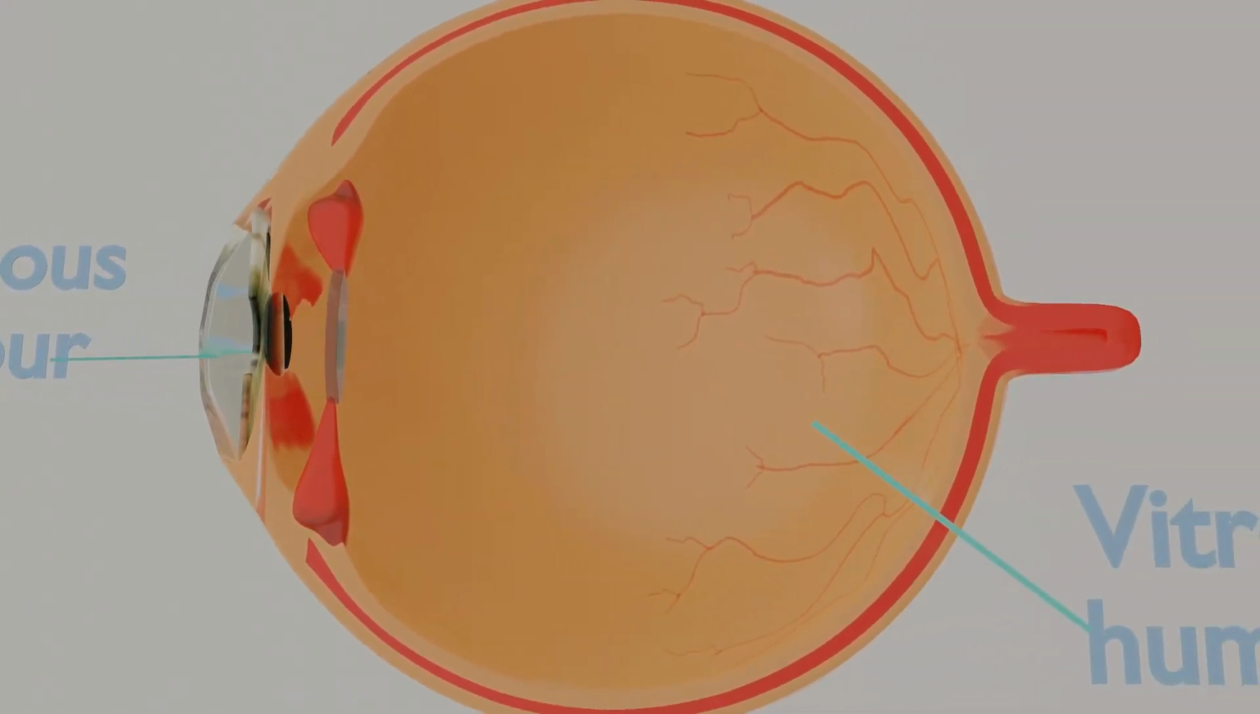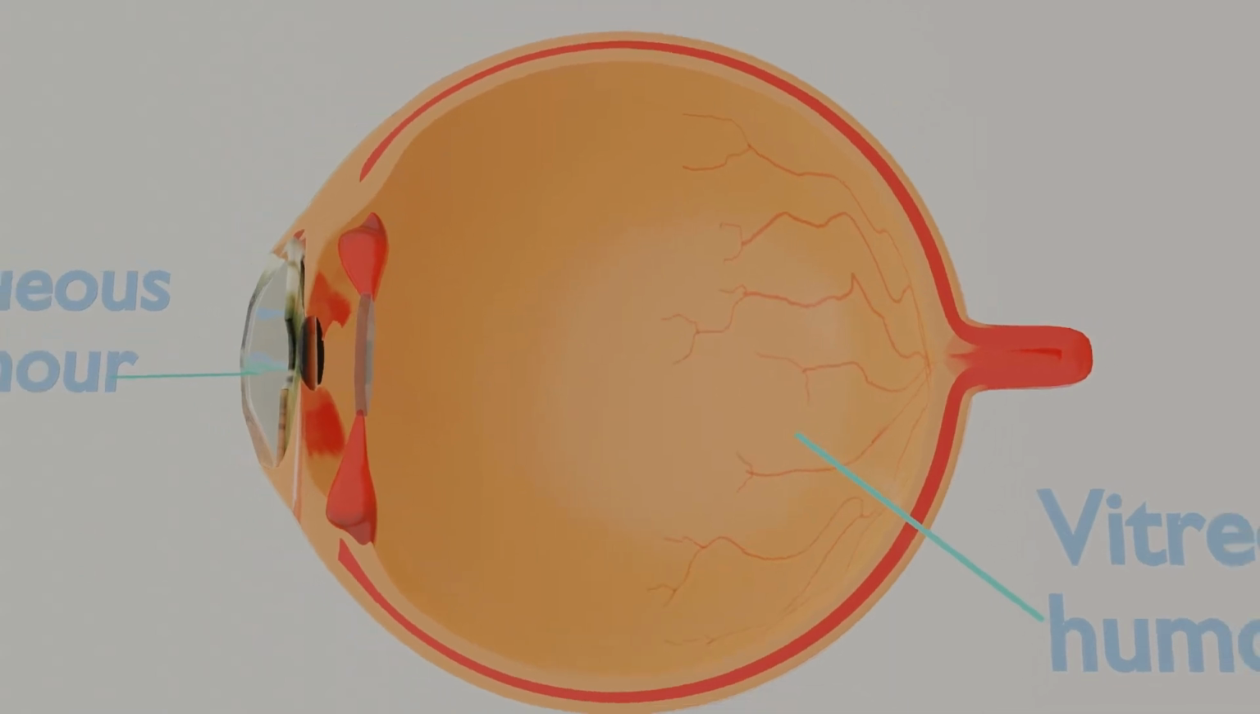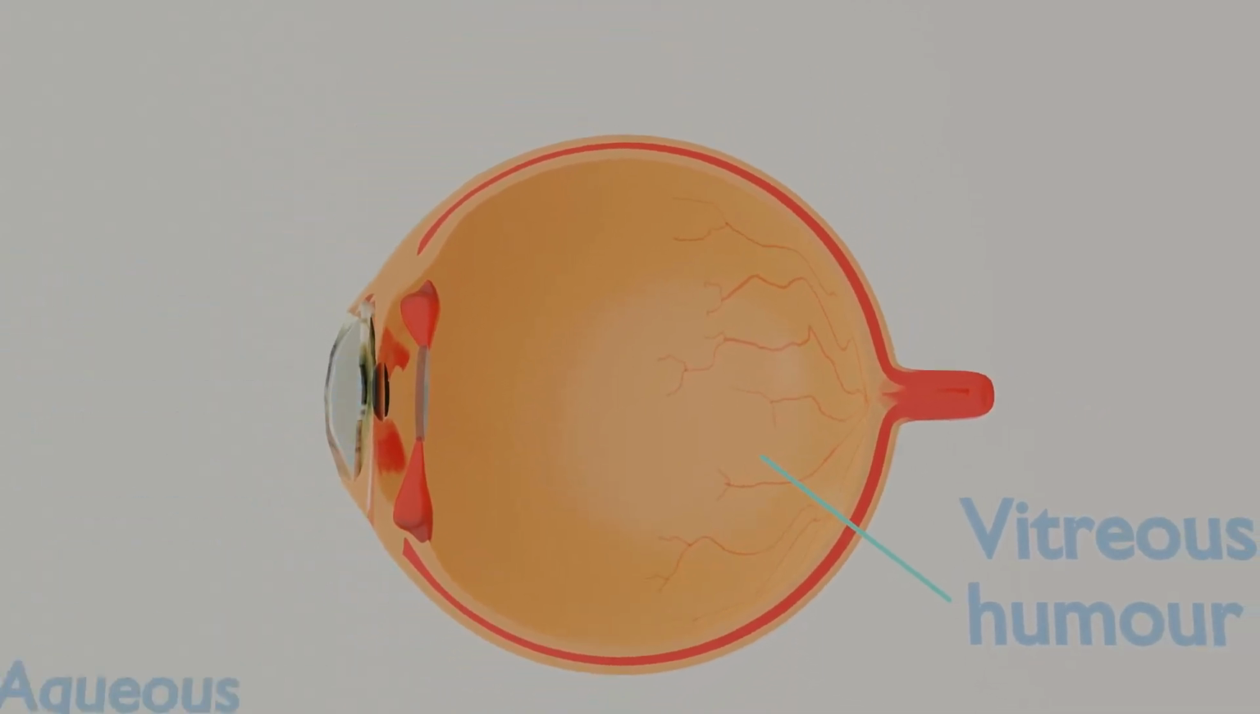Vitreous humor. Vitreous humor is the fluid present between the lens and the retina, and it keeps the eye wet. Now, both of these fluids maintain the shape of the eye and cushion the eye against shocks.